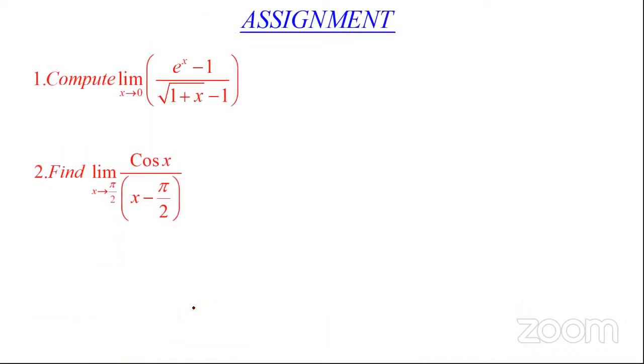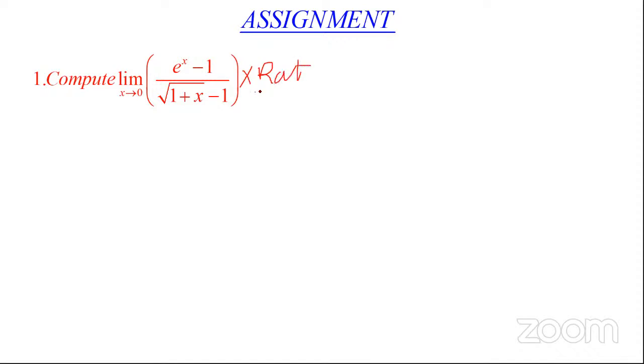Compute the limit as x tends to 0 of e power x minus 1 by root over 1 plus x minus 1. Here you just have to rationalize these things. So rationalize, then you will get e power x minus 1 by x into under root of 1 plus x minus 1. Okay, then you will get the values.